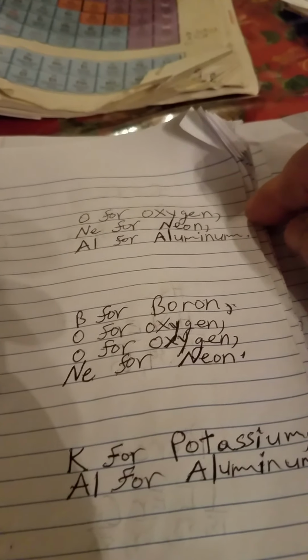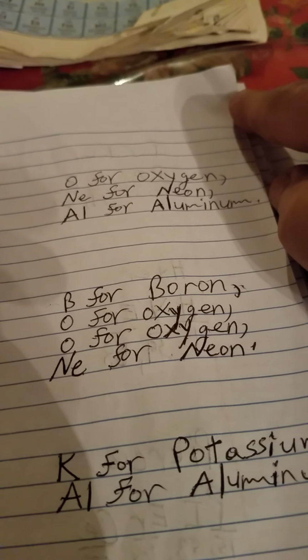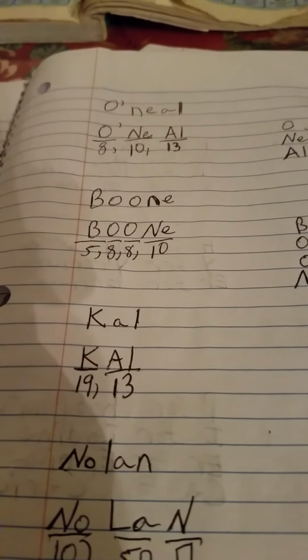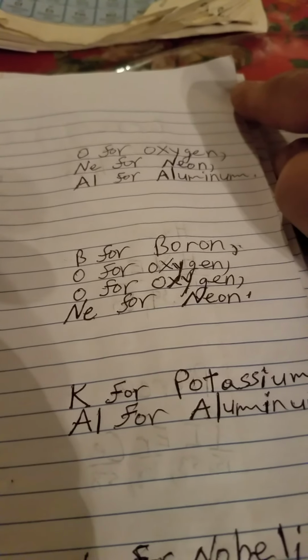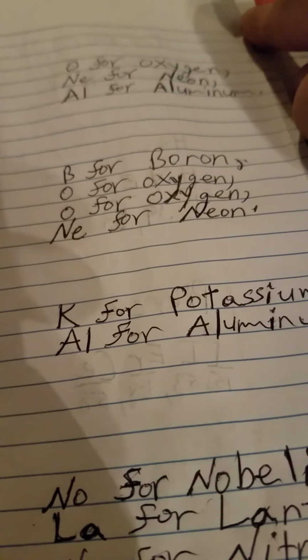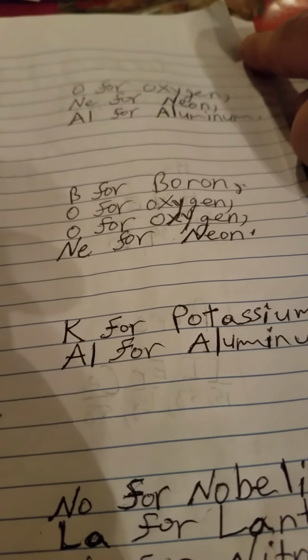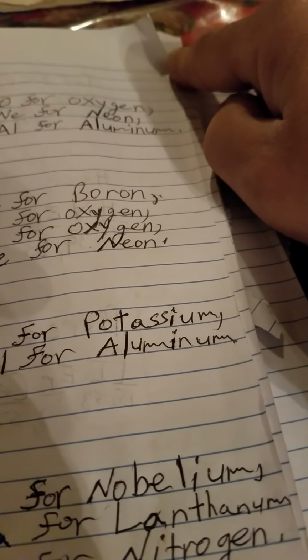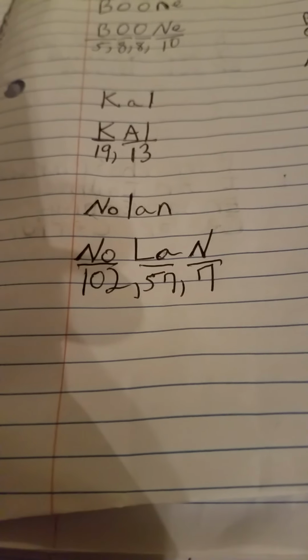O'Neill: oxygen, neon, aluminum. You got Boone: boron, oxygen, neon. You got Cal, K-A-L: K and A, capital A and a small l. And his name. And you got, right there, the atomic number. You got it?